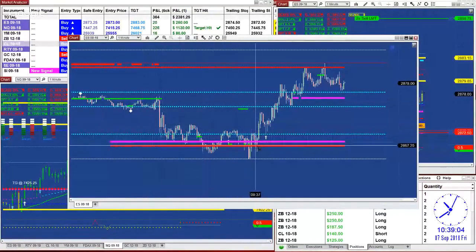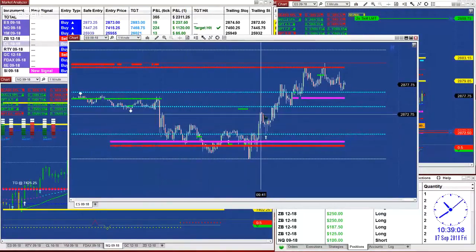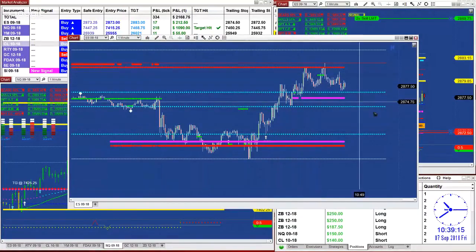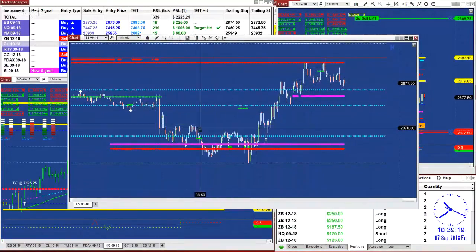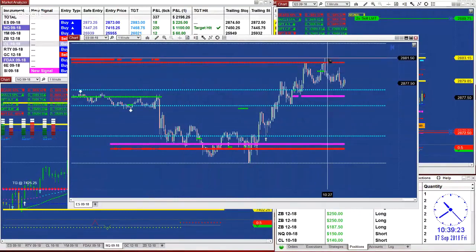Look where is the support line on this ES. And then pull back re-entry, pull back re-entry, pull back re-entry, pull back re-entry. It cannot get better than that. It cannot. And look at this resistance.